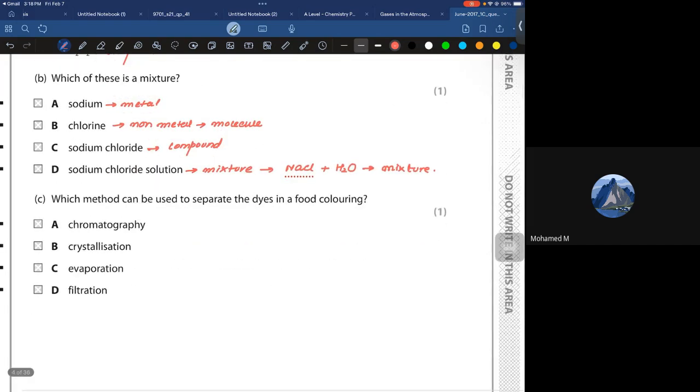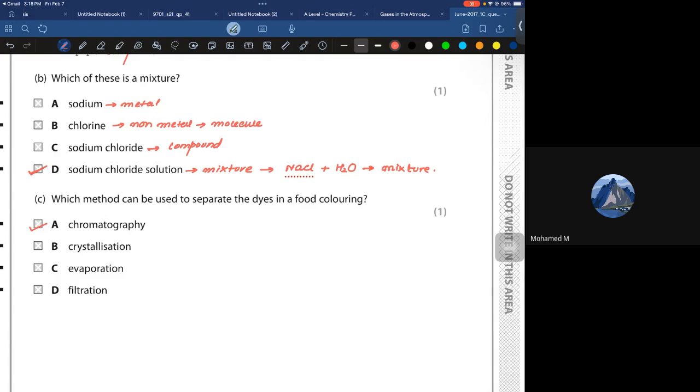Which method can be used to separate the dyes in the food coloring? It's a straightforward question. Whenever you're going to separate the dyes, you need to do chromatography. Chromatography. So yeah, it's a separation and also a purification technique. Exactly.